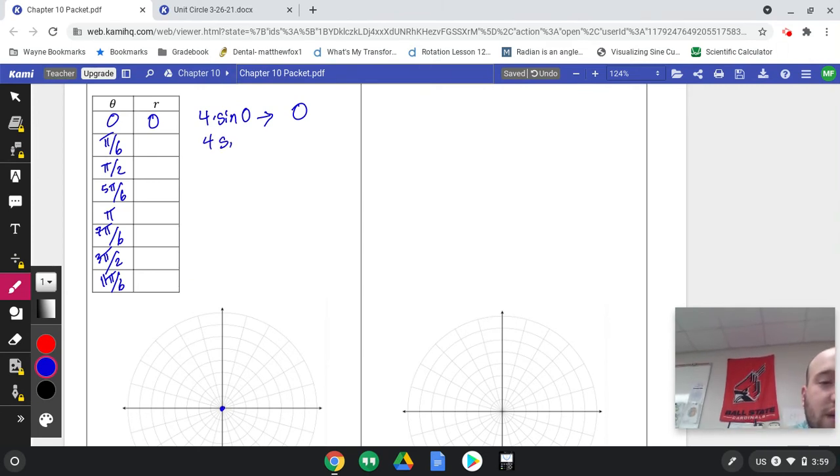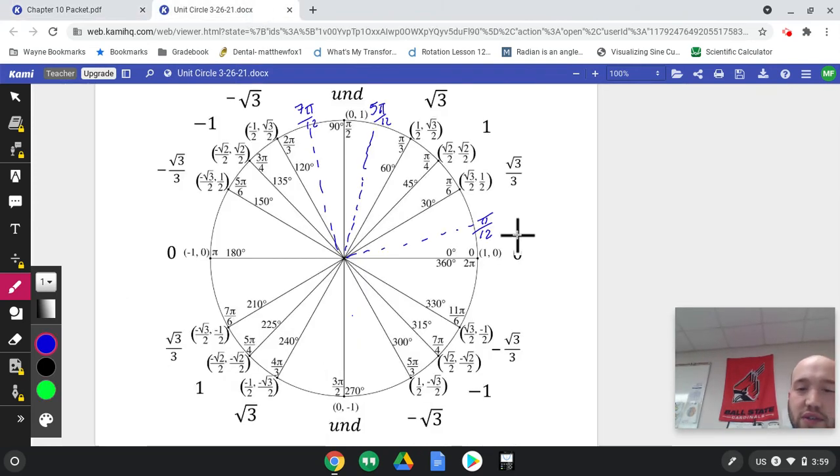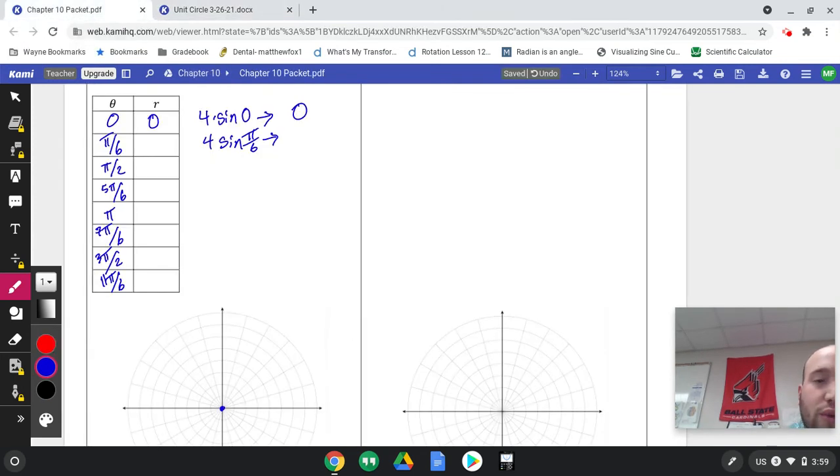Okay, now our next one. 4 times the sine of pi over 6. So we look at sine of pi over 6 right here, that's 1/2. So we would have 4 times 1/2. On that first one, it was 4 times 0, which gave us 0. 4 times 1/2 we know is 2. So pi over 6, be careful, that's 2 spots now. And out 2. And right there, that is where it would be at.